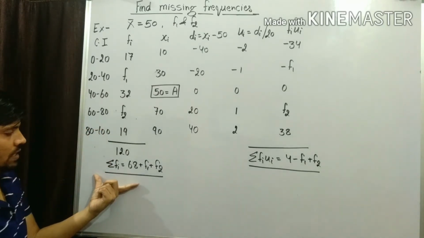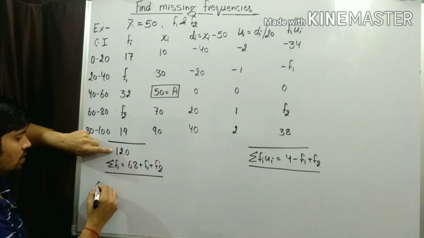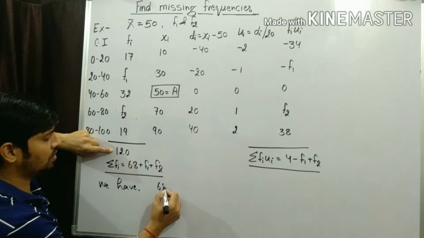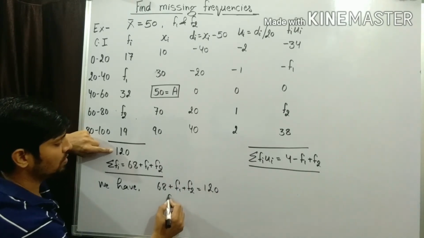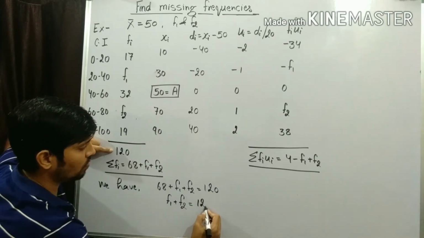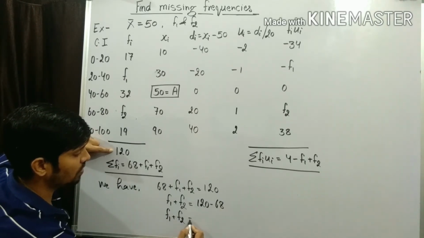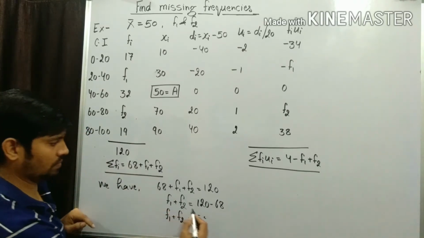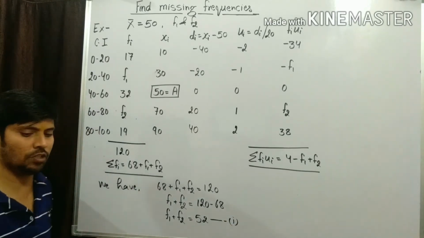So first of all, we know that these two values are equal to each other, so from this we have 68 plus f1 plus f2 is equal to 120. So the value of f1 plus f2 will be 120 minus 68, which is 52, I think. This is the first equation we have obtained.